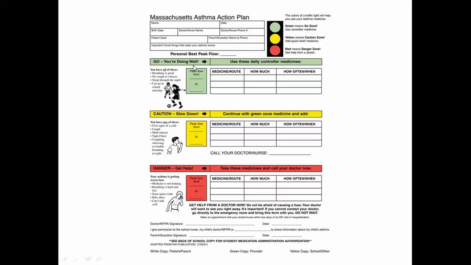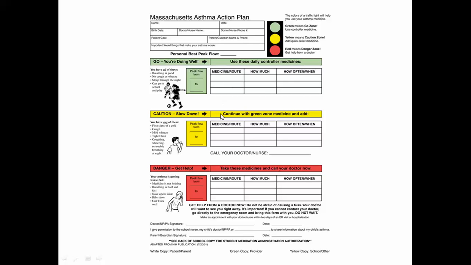If the child is in the green zone, that means they're 80 to 100% of their personal best value. And if they are in this green zone, then the asthma is under control. They have no symptoms, and they're supposed to just follow their normal medication routine. There'll be instructions right here, whatever their regular routine is, written down here.